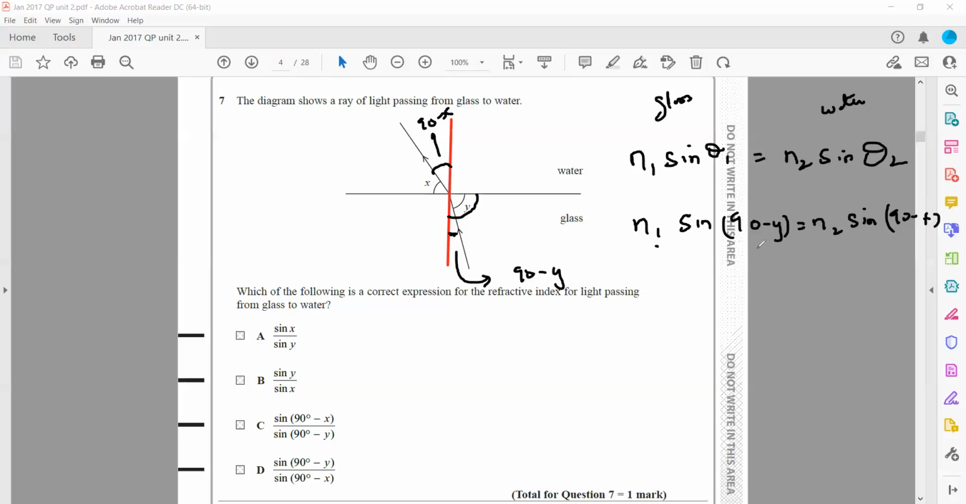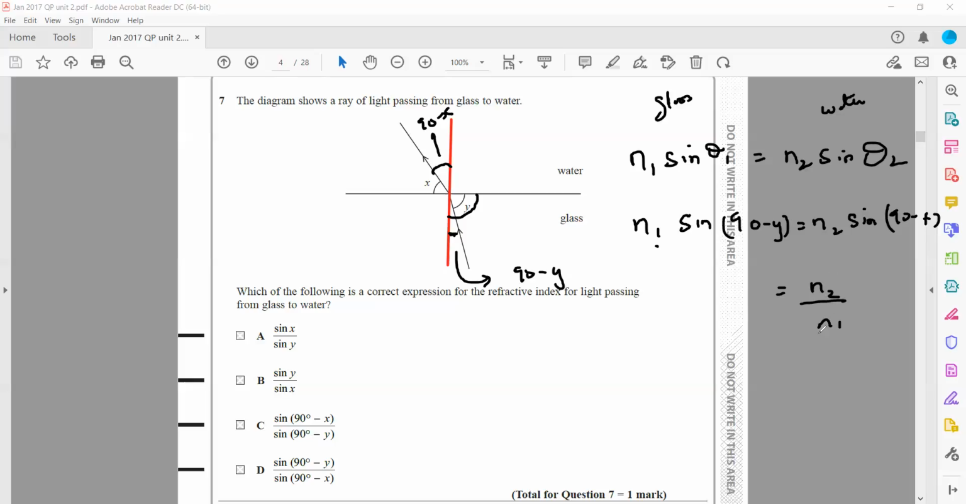So when we work this out, remember the light is moving from glass to water. So when we are working out the refractive index, the second medium is the water and the first medium is the glass. So we want a ratio between n2 and n1.